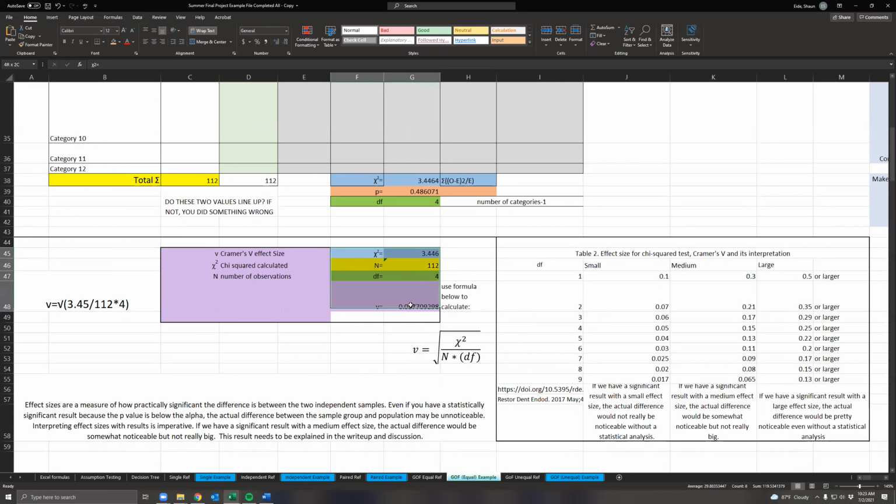Once again, you're really only supposed to do this if you get a significant result. We didn't get a significant result. So therefore, there's really no point to doing this at all. But you can see that with 5 categories, degrees of freedom of 4, this would be a small effect size because it's right there next to the small effect size. So you'll notice if we have a significant result with a small effect size, the actual difference would not really be noticeable without a statistical analysis.